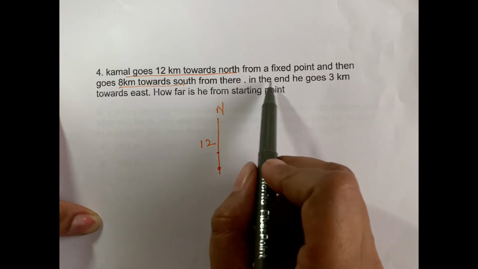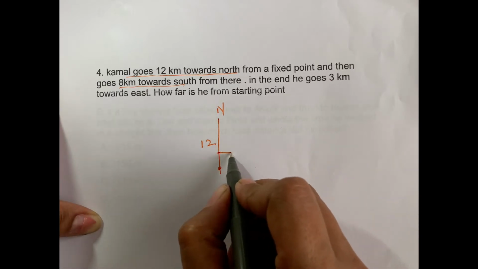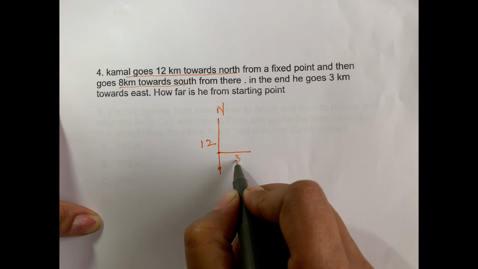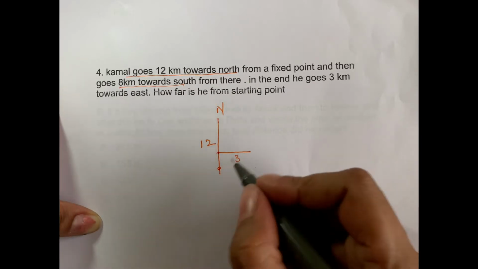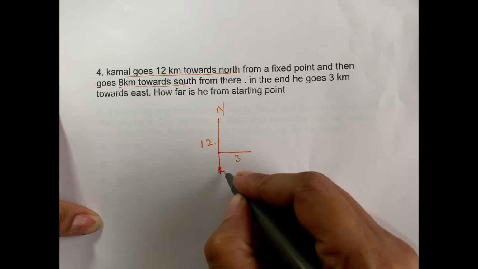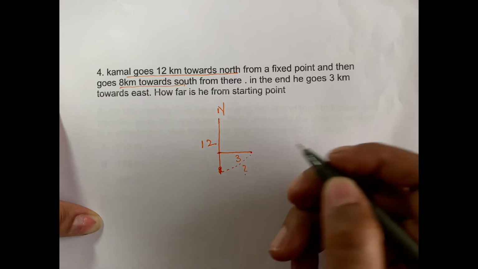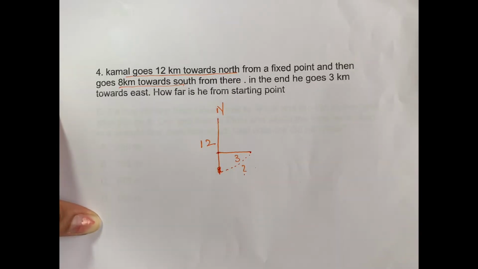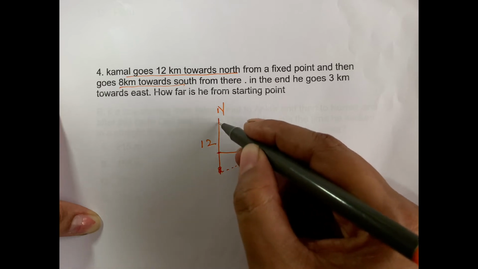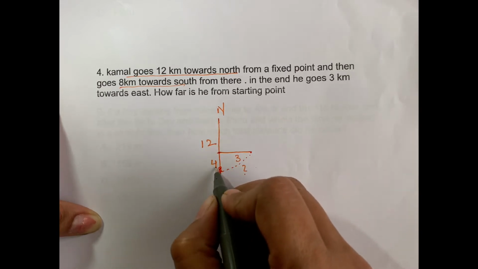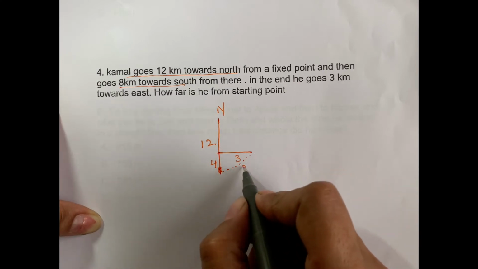Alright. And in the end, he goes 3 kilometers towards east. From here, he is going 3 kilometers towards east. So now, how far is he from the starting point? If this is the starting point, what is the distance between this point and the starting point is the question. This total is 12. Since he has traveled 8 here, how much is remaining? 4 is remaining here. And this we know that it is 3.